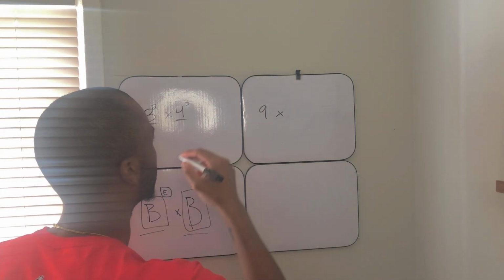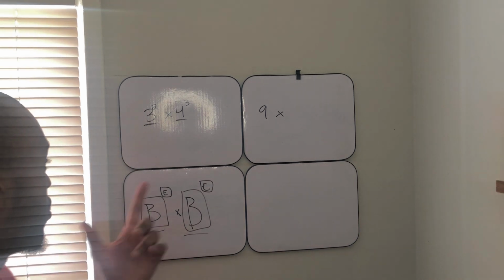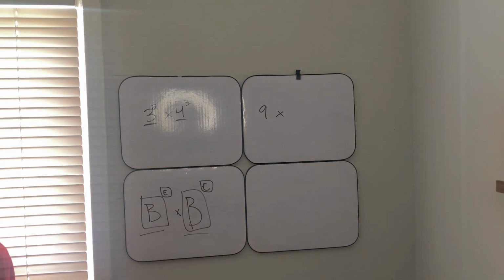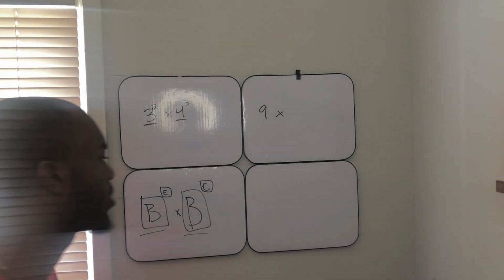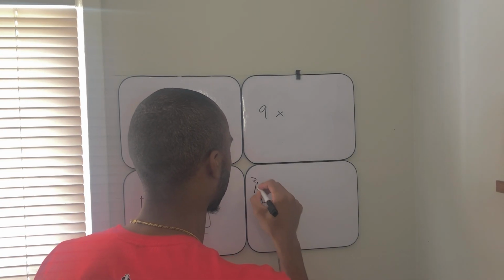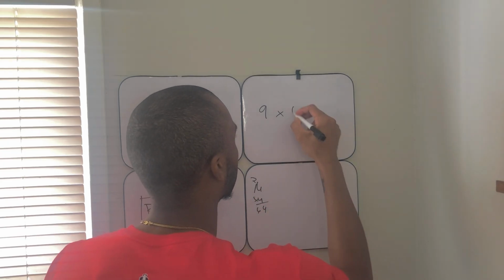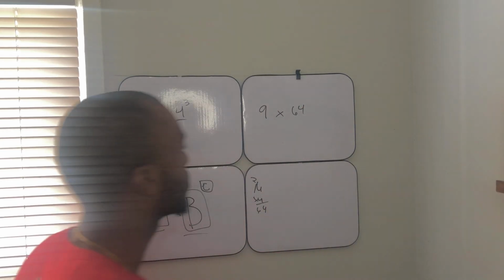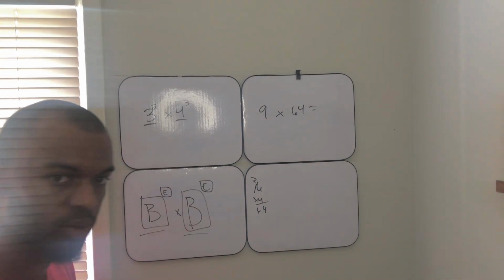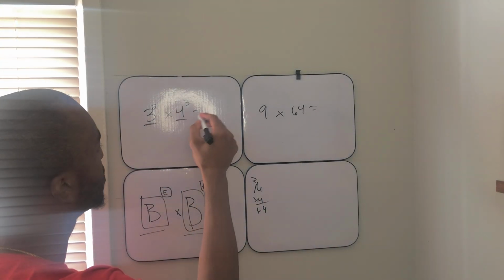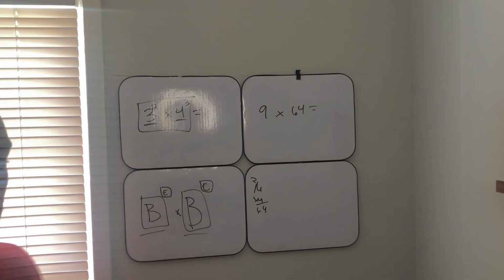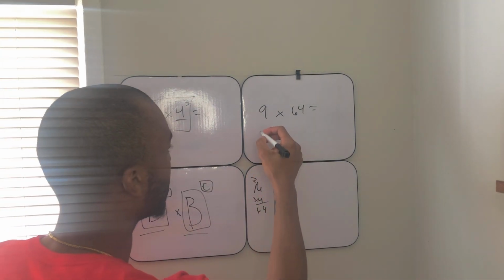9 times 4 cubed is going to be 16 times 4. 16 times 4, that's going to be 64. So whatever the answer to this is, let me know in the comments, please. This is the answer to 3 squared times 4 cubed, because 9 is 3 squared.